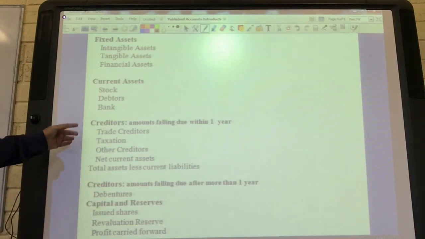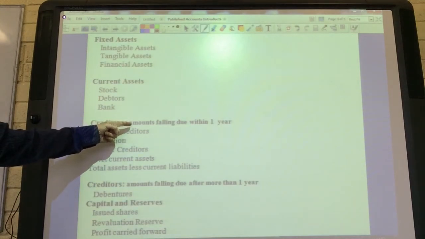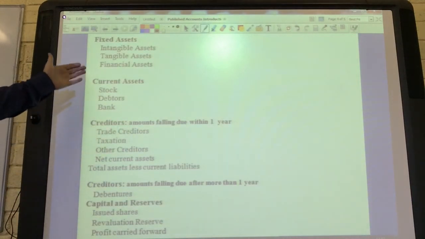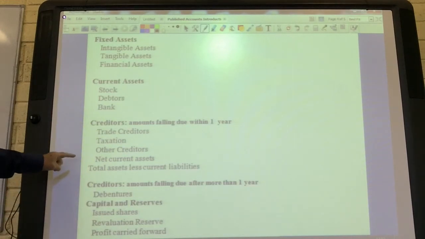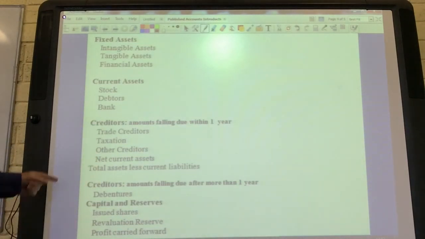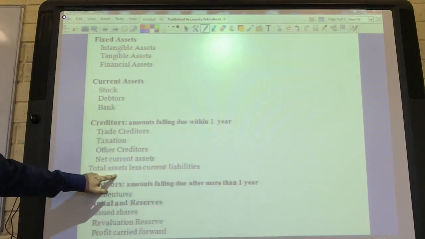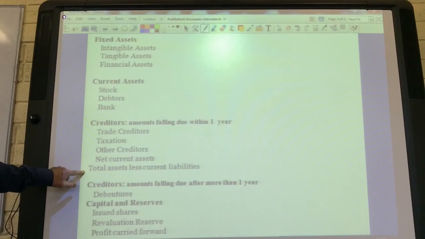We deduct our liabilities falling due within a year, or creditors here, from our current assets to get what is called in your published accounts net current assets. We normally say working capital here, but for published accounts it's net current assets. And we add that net current assets to our fixed assets to get what's called total assets less current liabilities. In our internal accounts we'd regularly call that our net assets, but here it's called total assets less current liabilities.